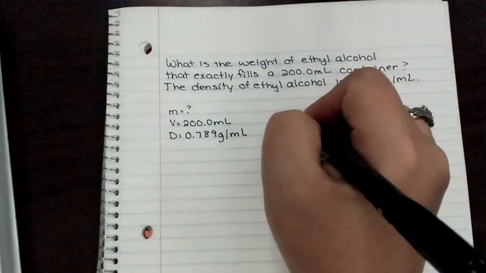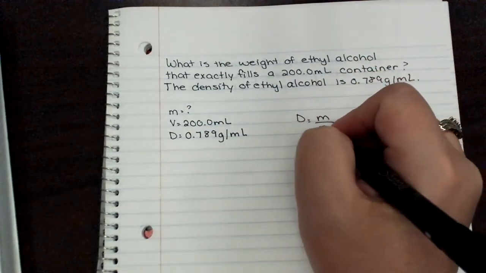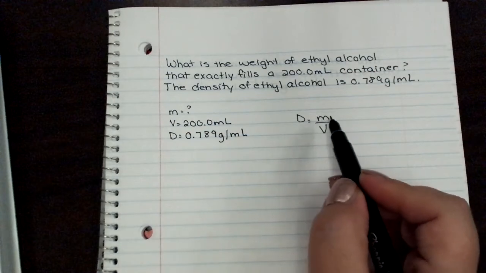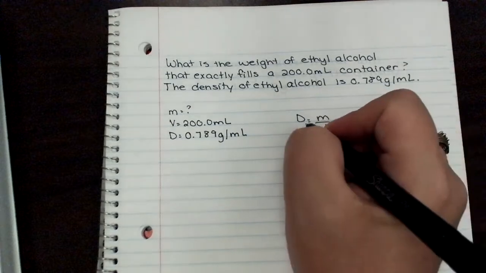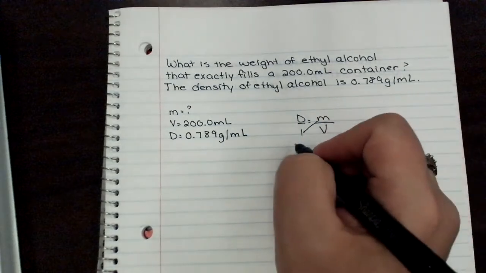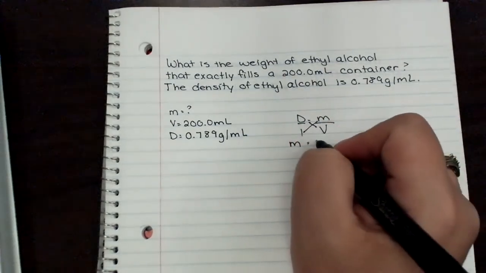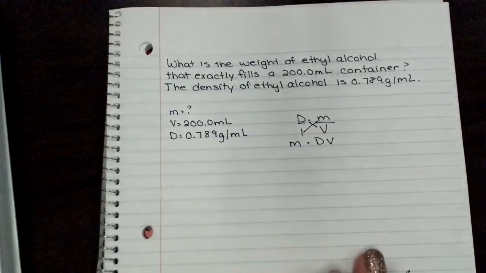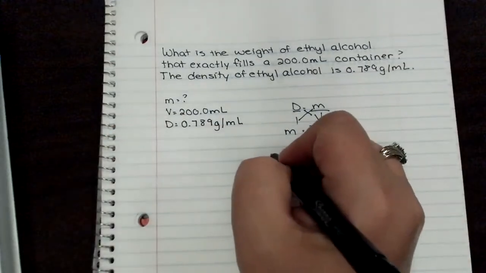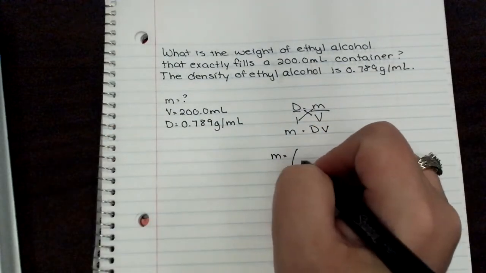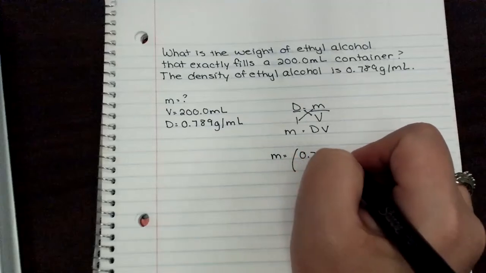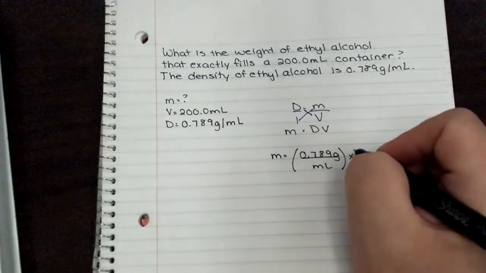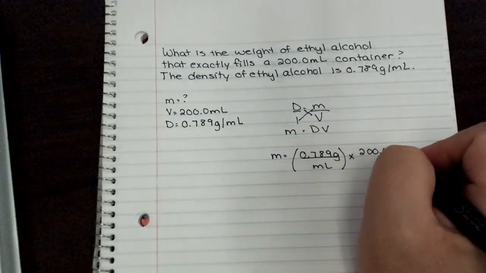So my formula we know is density equals mass divided by volume, but I'm not looking for density. Instead, I'm looking for mass. So what I'm going to do is solve for M. So to do that, this is like over a 1. So I say mass equals density times volume, and that will help me find the mass. So now I'm just going to plug my numbers in. So mass is equal to, and density is 0.789 grams per milliliter. And I'm multiplying that by volume, which is 200.0 milliliters.